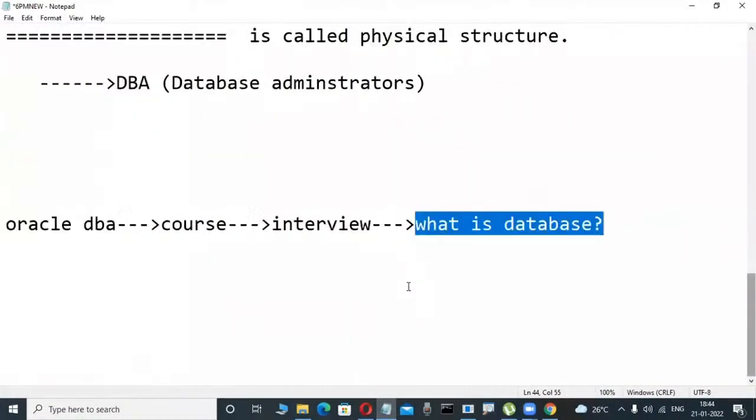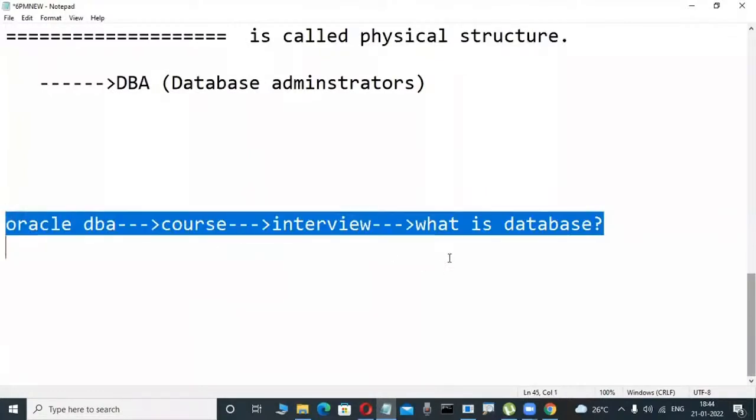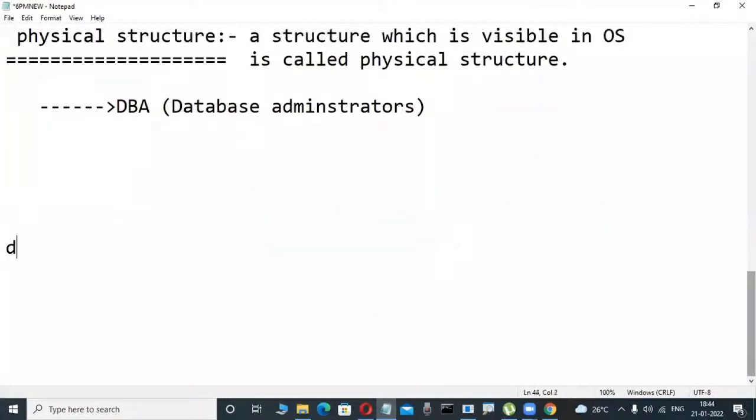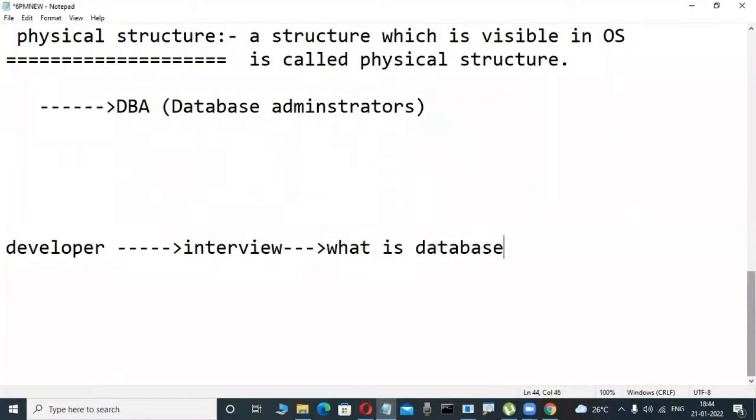Suppose I'm a developer, not an administrator, for example. I'm a Java developer, a SQL developer, a PLSQL developer, or a Python developer, like that. These developers are attending an interview. What is a database? For example, if they ask, the developers answer logical structure wise.